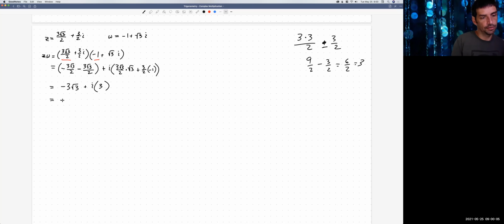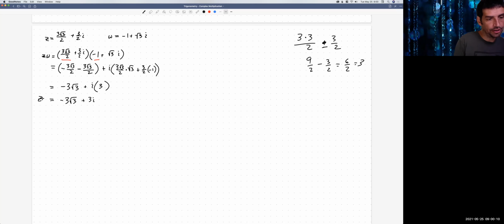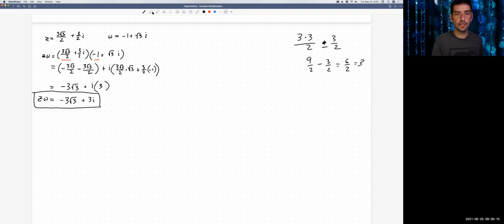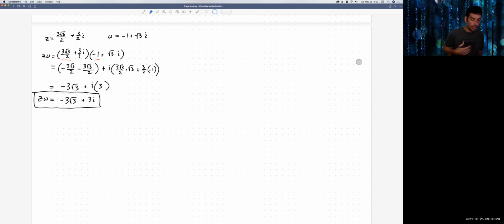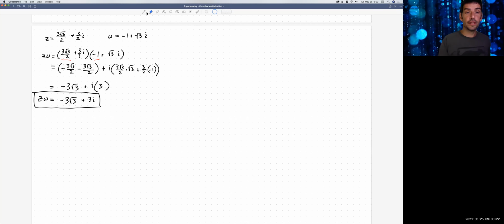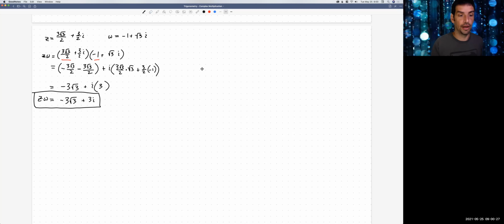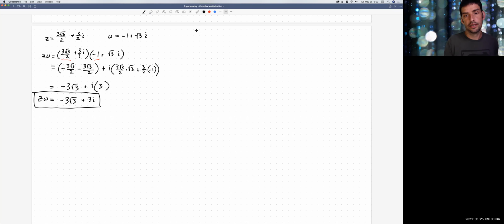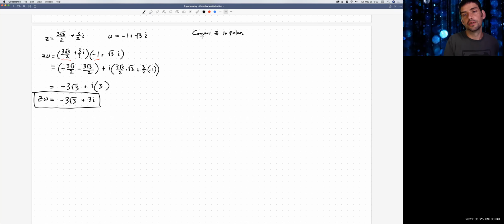Let's just rewrite this way. -3 root 3 plus 3i. So there's the product in rectangular form. Okay. All right, now let's convert both of these numbers to polar form and then try multiplying them and see what we end up with and see that these correspond. All right, so let's go ahead. So let's convert z. For z, let's convert z to polar.